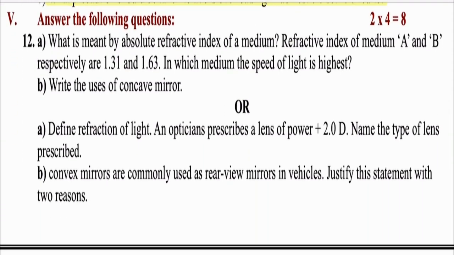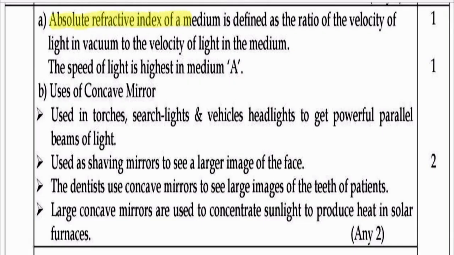Fifth main, answer the following questions. Question number 12. A. What is meant by absolute refractive index of a medium? Refractive index of medium A and B respectively are 1.31 and 1.63, in which medium is the speed of light highest? Absolute refractive index of a medium is defined as the ratio of the velocity of light in vacuum to the velocity of light in the medium. The speed of light is highest in medium A.